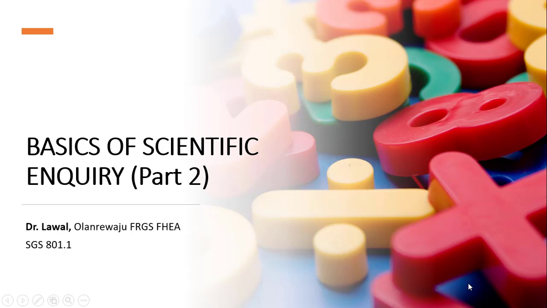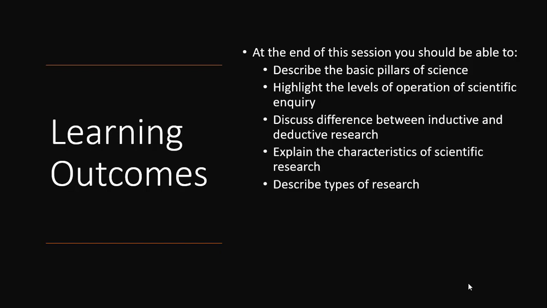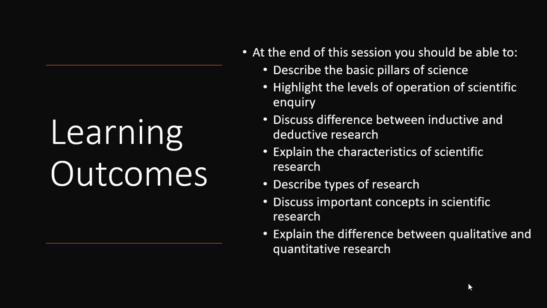To the second part of the basics of scientific inquiry. Under this, we're going to cover basic pillars of science, level of operation of scientific inquiry, inductive and deductive research, characteristics of scientific research, types of research, as well as important concepts in scientific research, as well as finishing it up with method of data collection, qualitative and quantitative.